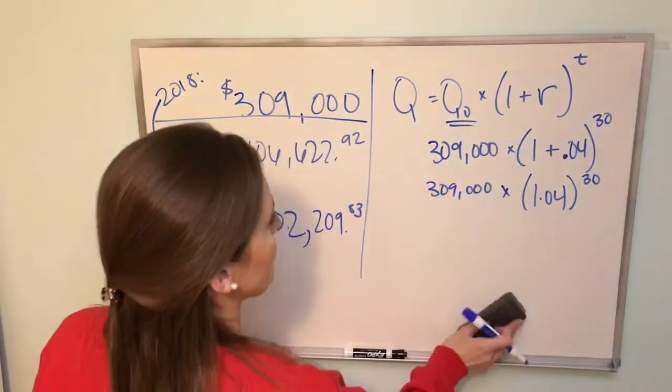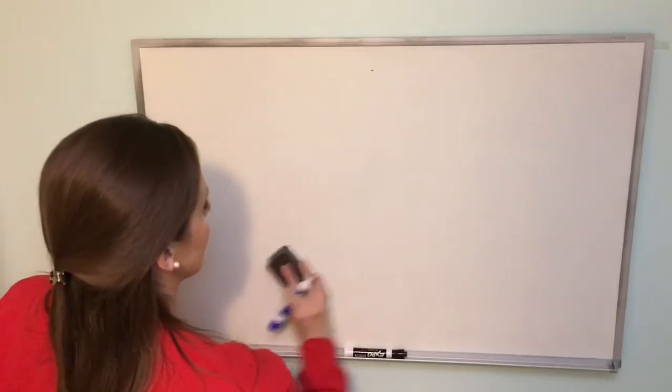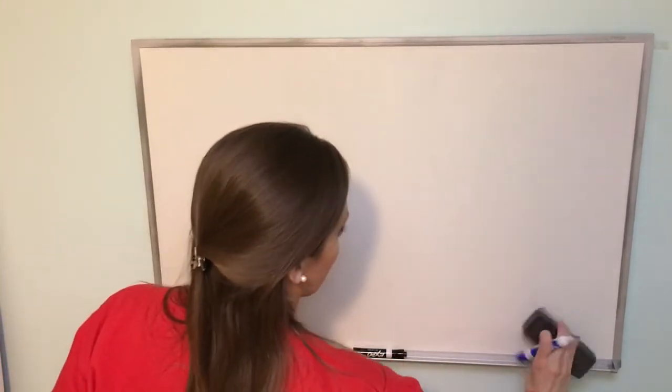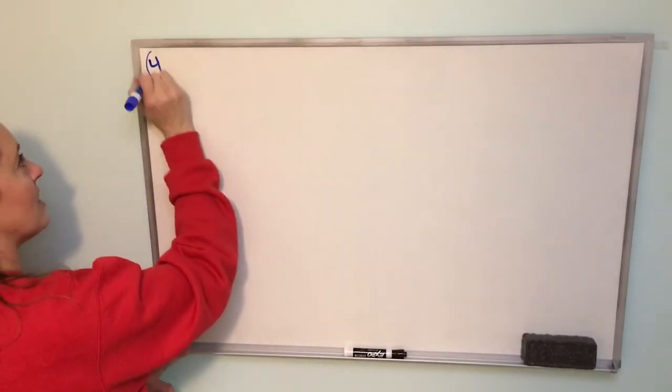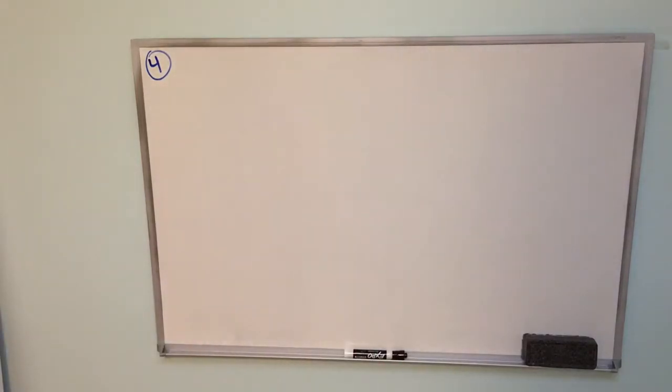Let's look at number 4. Read through number 4. Really think about it for a minute. And remember, we're not talking about absolute growth. We're talking about exponential. This is not linear. So it's a little different. Read through number 4 for a sec.